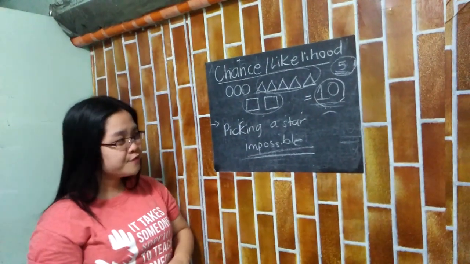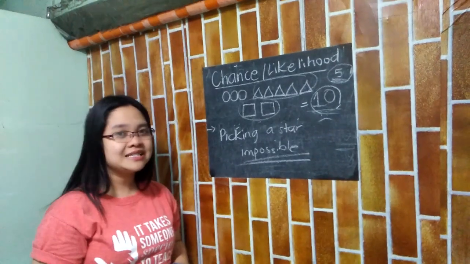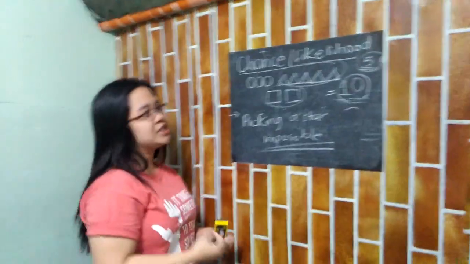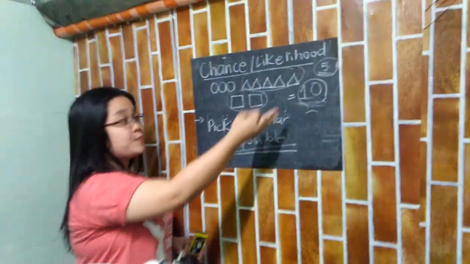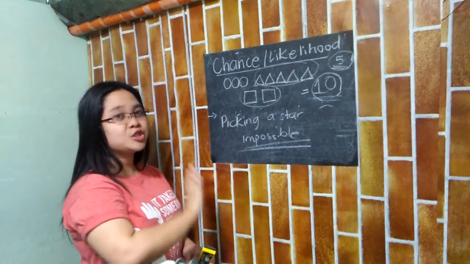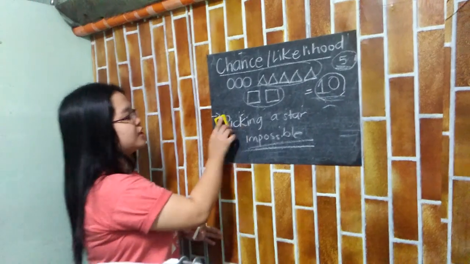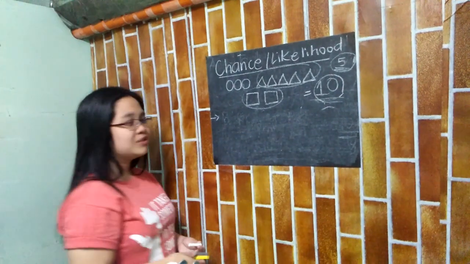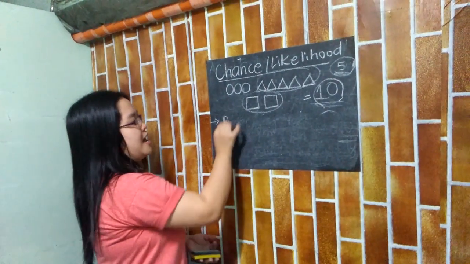So we already explained the 4 chances or likelihood. We have likely, which is more than half, unlikely, which is less than half, sure, which is equal to the total outcome, the possible outcome, and impossible, meaning there's no chances at all for this event to happen. Now, the last one is this one.